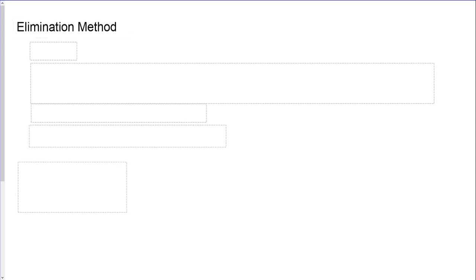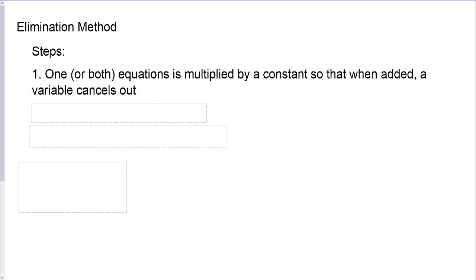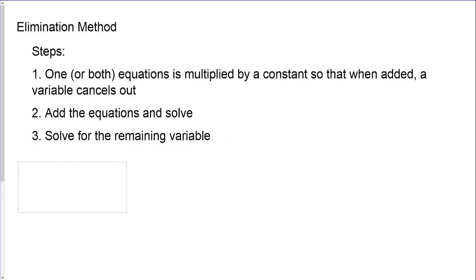Let's look at the elimination method. The steps to perform here are, first, one or both equations is multiplied by a constant so that when added, a variable cancels out. Then we add the equations and solve for the first variable. And finally, we use that to solve for the remaining variable.